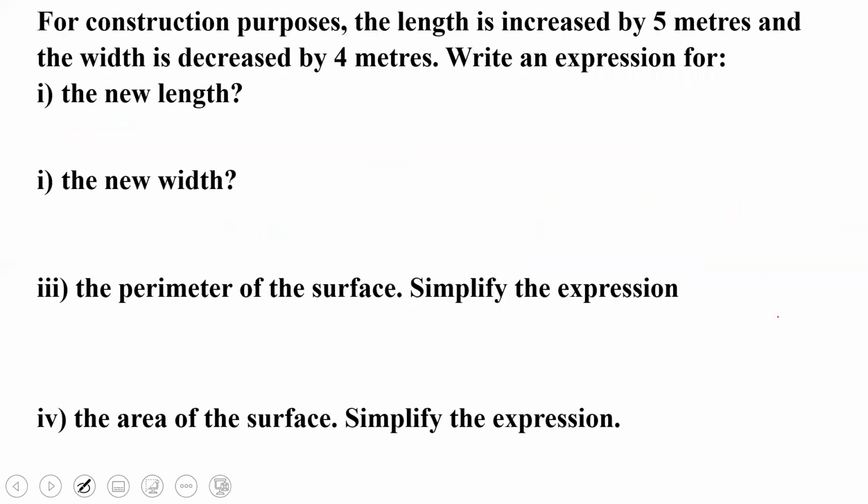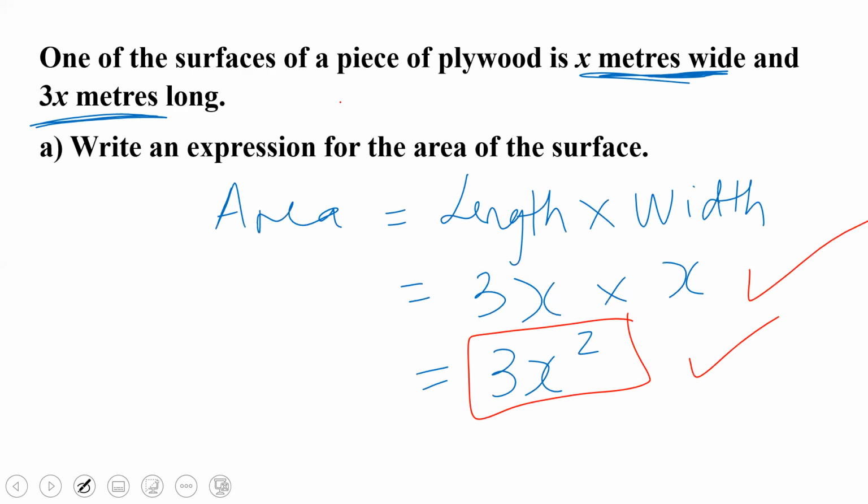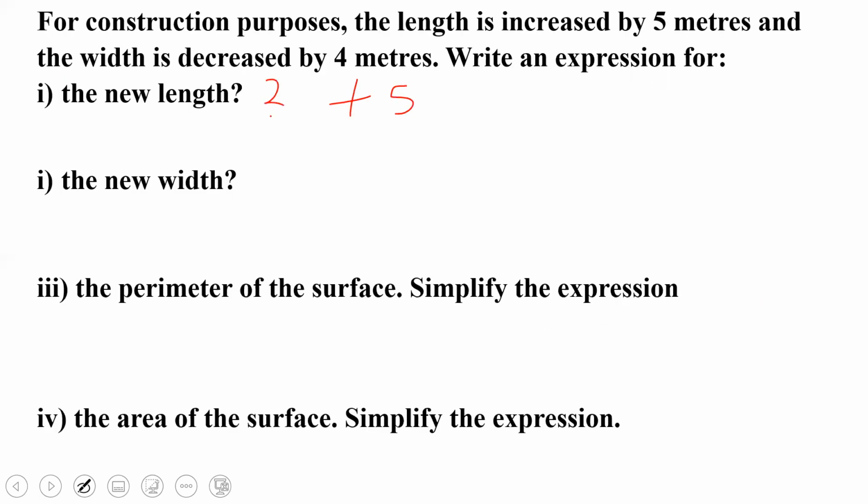All right. And it says for construction purposes, this is part B to the first question, the length is increased by 5 meters and the width is decreased by 4 meters. So the length is increased by 5. So whatever the length was before, we're going to add 5 to that. So you make sense of the question in your head and then put it down on the paper. All right, so the length was 3x. So now our new length is 3x plus 5, and that's definitely in meters.